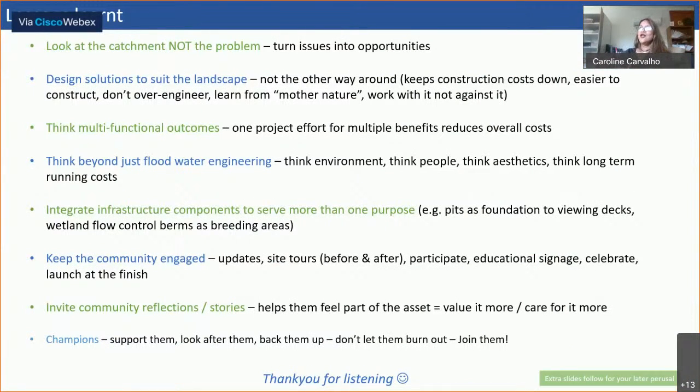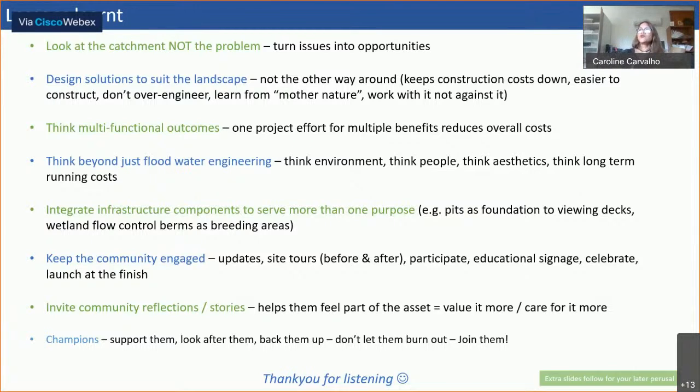So the lessons learned: look at the catchment, not the problem. Design solutions to suit the landscape, don't over-engineer. Design the system to blend with the form of the landscape. It keeps costs down. Think multifunctional outcomes when land is limited.